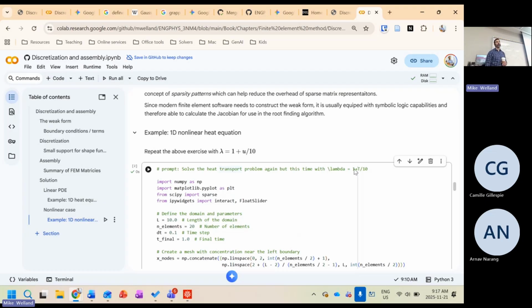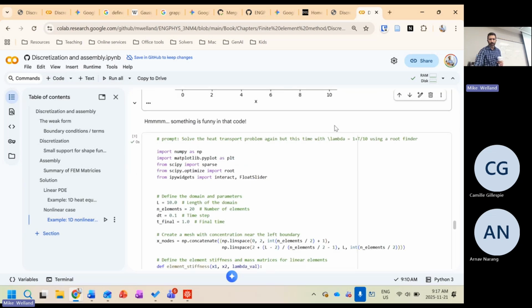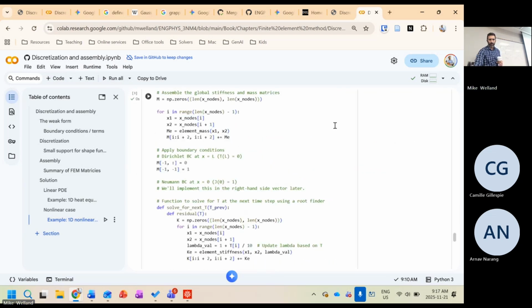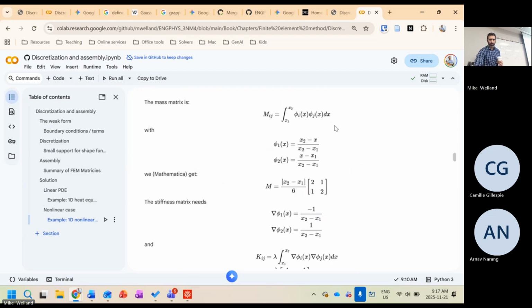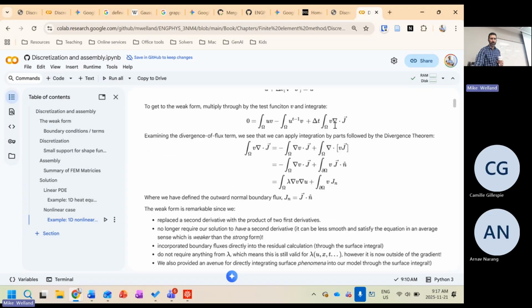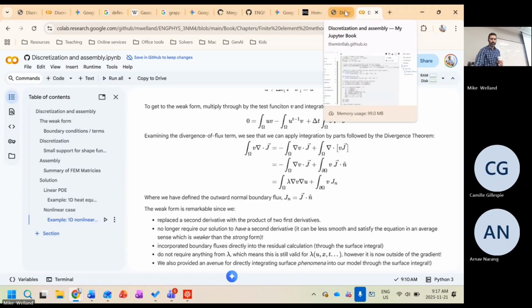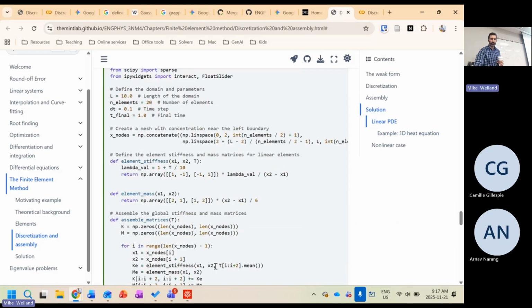Any questions? What happened to my sparsity plot? I had a sparsity plot. Didn't I? I thought I had a sparsity plot. No.